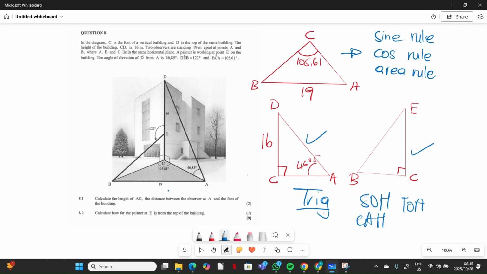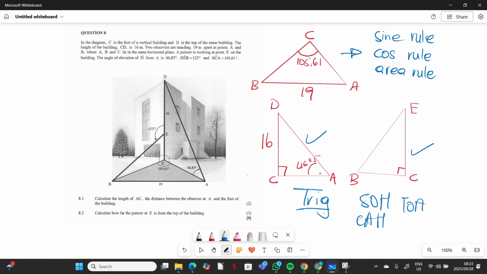Right. So let's look at 8.1, for example. We're not going to go through it, but see something. Calculate the length of AC, the distance between the observer A and the foot of the building. So AC, you come to the first one here. You cannot use it. Why? You can't use the sine rule, the cos rule, or the area rule here because there's not enough information. Let's look at the second one, DCA. Can we use it? Yes, we can use it to find AC.